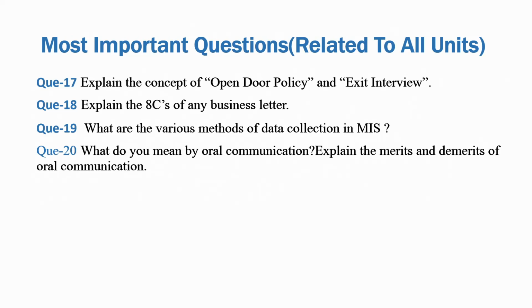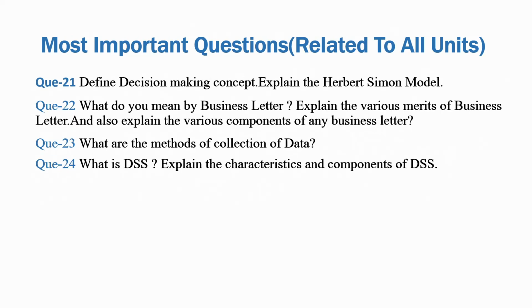Question number 20 is related to oral communication, and also explain the merits and demerits of oral communication. Question number 21 defines the decision making concept. Explain the Herbert Simon model. This one is a very important question, and there is a lot of chance it will come in the exam.